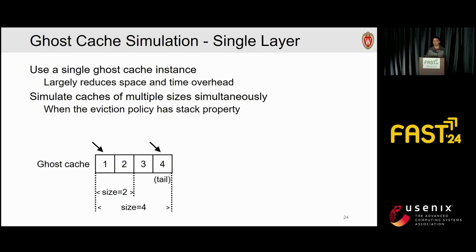In the case of a single-layer cache, when the eviction policy has stack property, such as LRU, this is easy. One can simulate caches of different sizes simultaneously by recording the positions of hits. In this example, we have one ghost cache instance and two caches with size 2 and 4. An access to cache entry 1 is counted as a hit for both caches. An access to cache entry 4 is counted as a hit for the larger cache and a miss for the smaller cache because the hit position is beyond the latter's size.